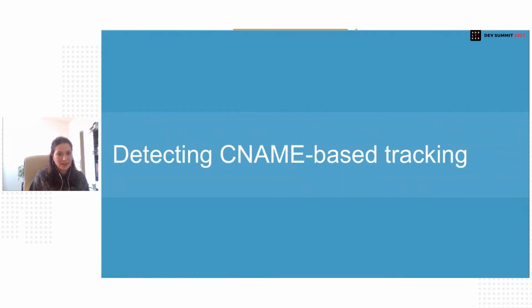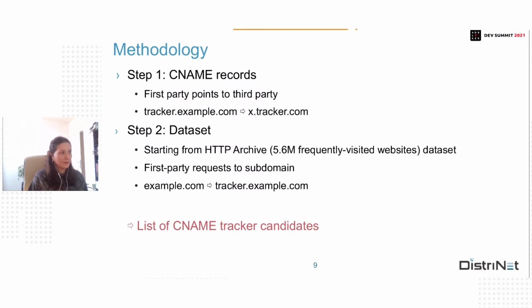So how can we detect CNAME-based tracking? Well, we need CNAME records, and not just any CNAME records, but first-party CNAME records pointing to a third party. So in our example, that would be tracker.example.com towards x.tracker.com.